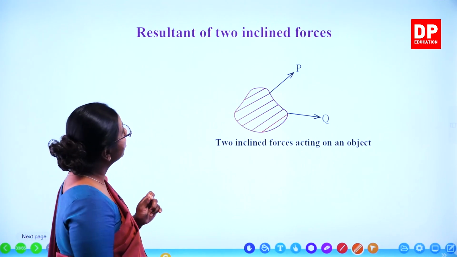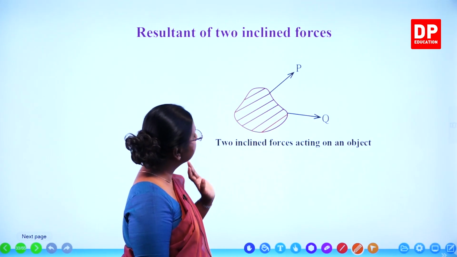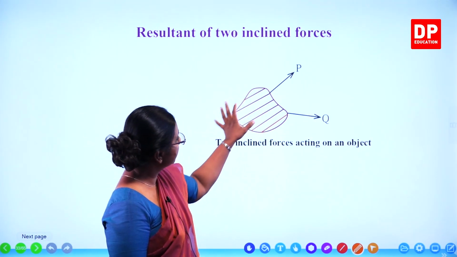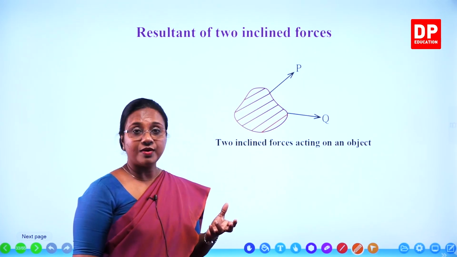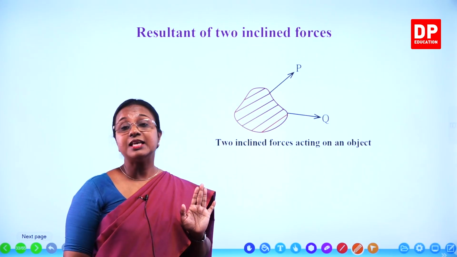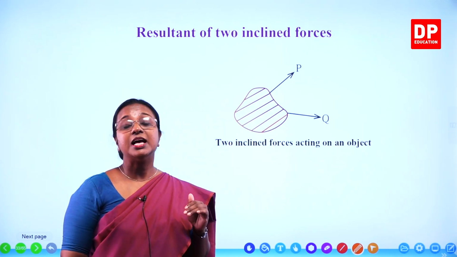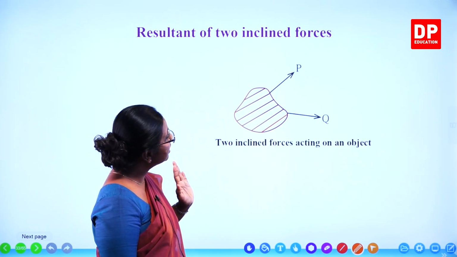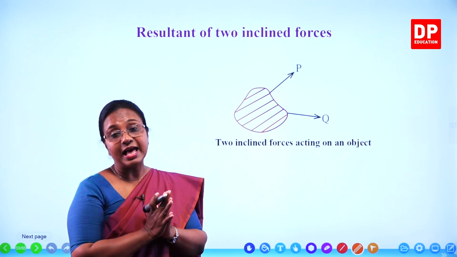So, resultant of two inclined forces. Now look at the diagram given to you. This is an object. You can see it has an irregular shape. Any object is fine. But here look at the two forces acting on it. One force is P, the other force is Q. And can you see the angle between the two forces? It is at a certain angle.